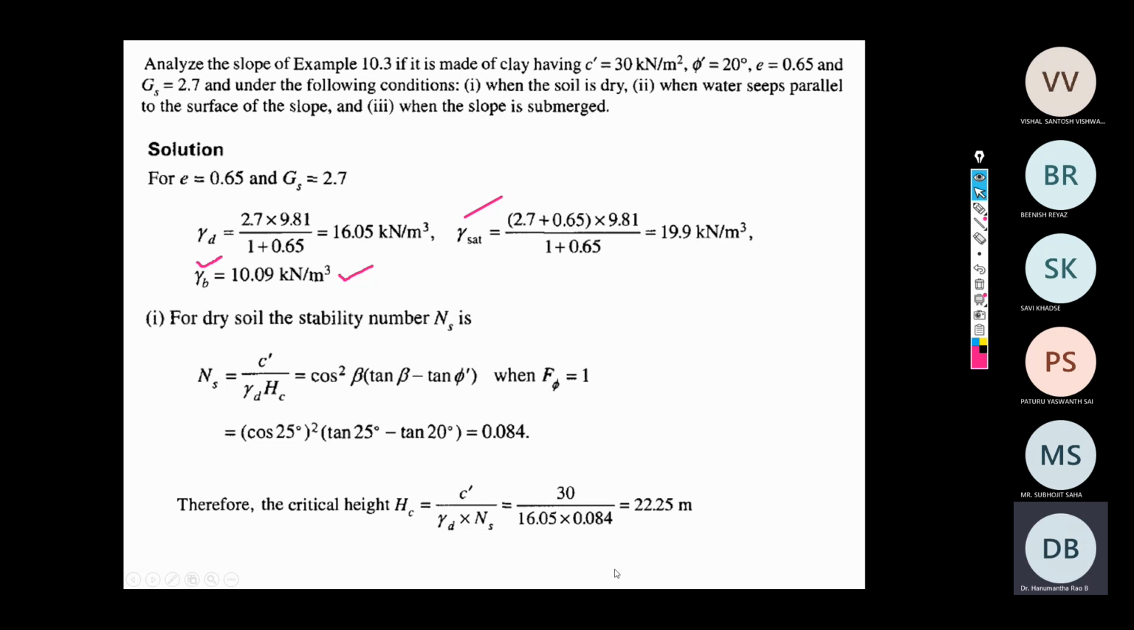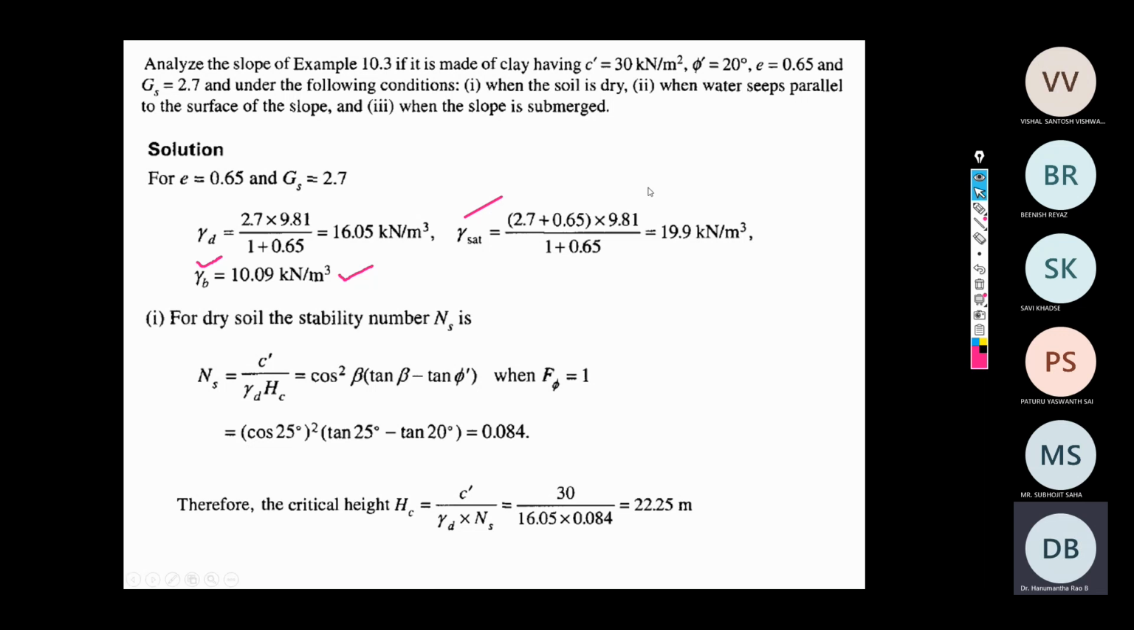As there is no other scope to determine the stability number Ns, this is the easiest way. Or the other way of understanding this one is, we have equated cos square beta into tan beta minus tan phi to the stability number Ns. That's it. So once this is known, substitute in this equation, then calculate the critical height. Okay, so this is simple and straightforward.